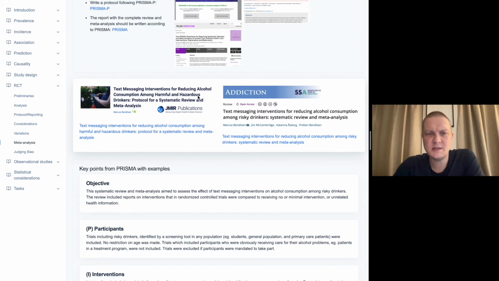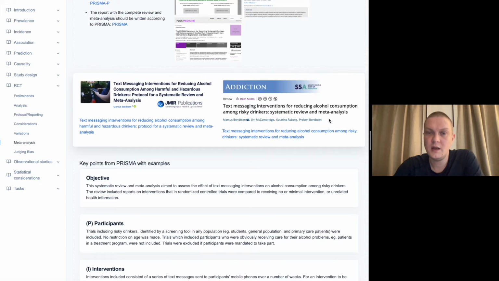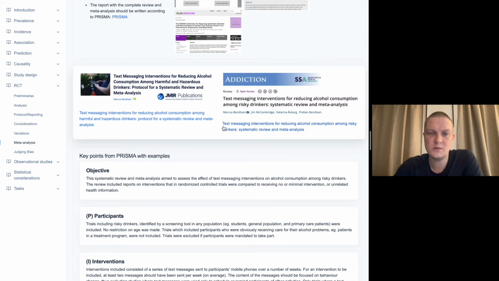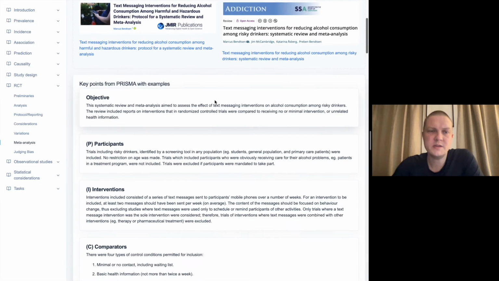This is a text messaging intervention. The idea behind this systematic review and meta-analysis was to look at text messaging interventions for reducing alcohol consumption among harmful and hazardous drinkers. The protocol was published in JMIR, and then the full systematic review, the final report, was published in Addiction. There are links to the two here. And here are some key points.